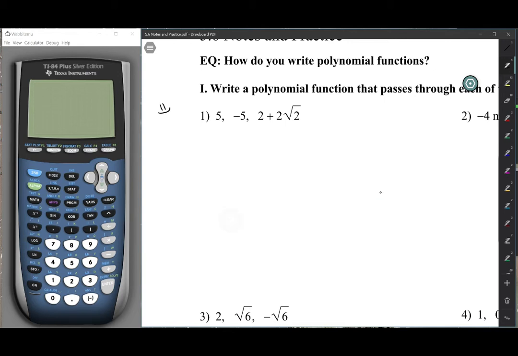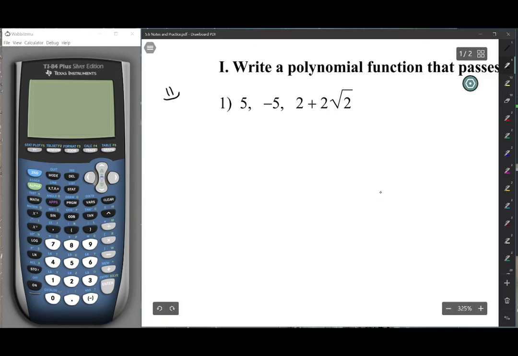So let's take a look at number one here. We have a few things to notice first. Each of these represents a coordinate point. This is representing the point 0, negative 5, 0, and this one is representing 2 plus 2 roots of 2. That's not too pretty, but that's just a number, 0.